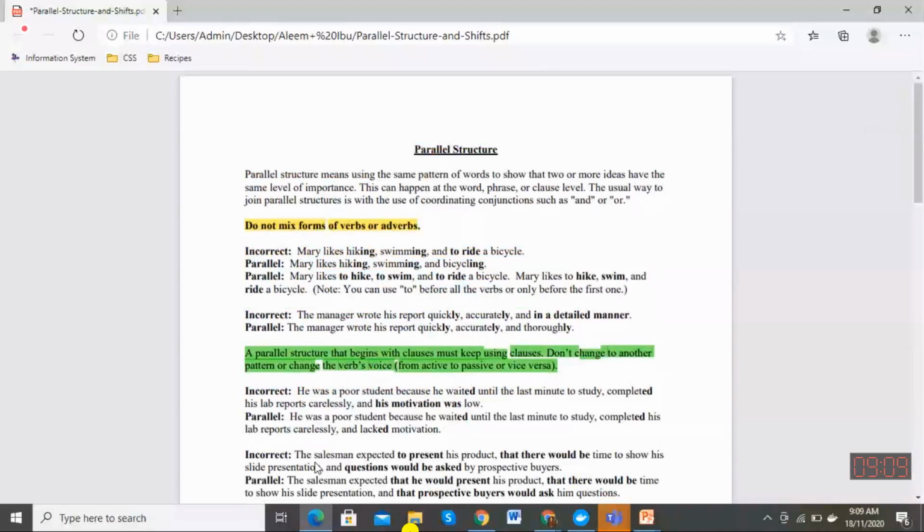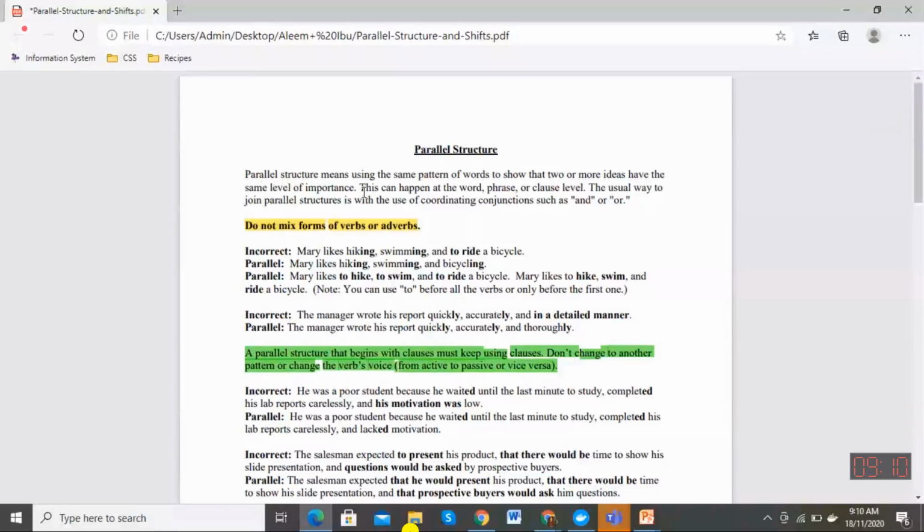Now you can see the slide: parallel structure. Parallel structure is a very effective technique which we might not even notice, because in routine we do not analyze it in depth. Parallel structure means using the same pattern of words to show that two or more ideas have the same level of importance. This can happen at the word, phrase, or clause level.